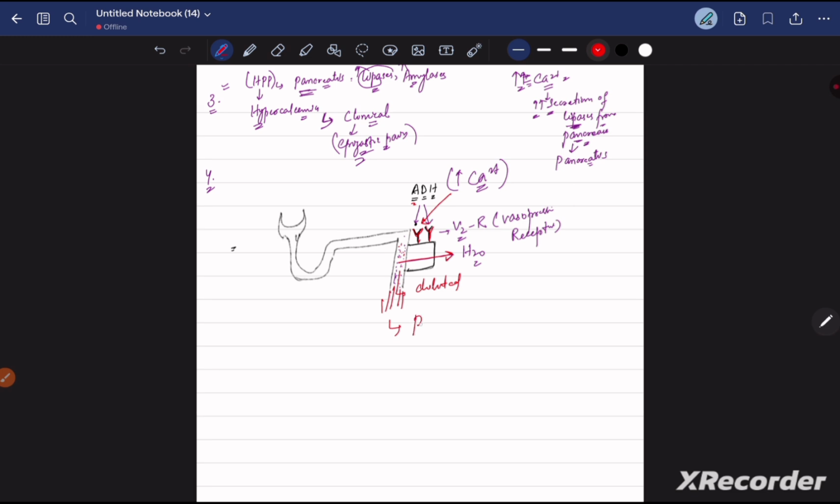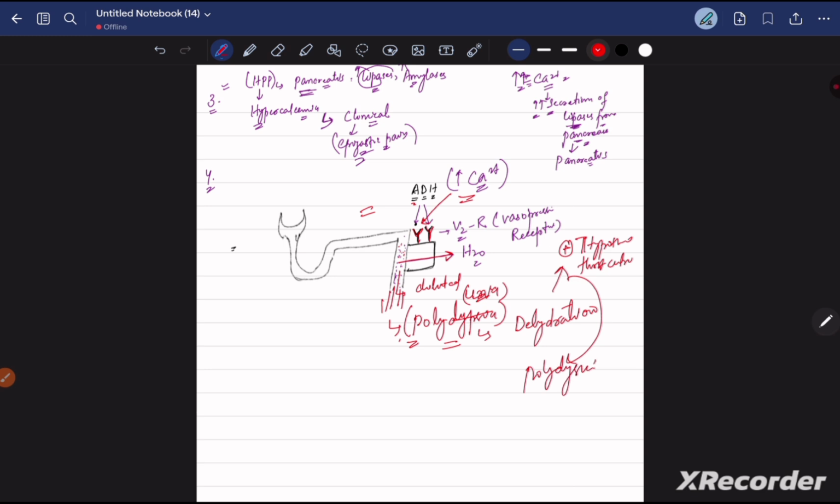And what does that mean? It leads to polydipsia. So one of the findings in hyperparathyroidism is polydipsia. This is the mechanism by which the hypercalcemic state leads to polydipsia. Whenever there is polyuria, it will lead to dehydration, and when there is excessive dehydration, it will stimulate the hypothalamic thirst center, and it will lead to polydipsia. So this is the reason why there is polyuria, dehydration and polydipsia in hyperparathyroidism, and this is the mechanism. These are the complications of hyperparathyroidism.